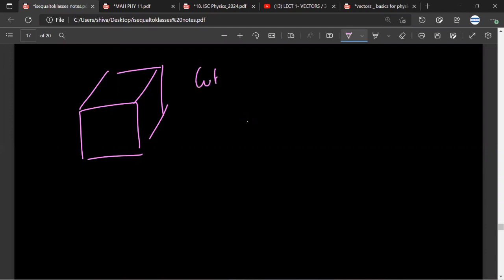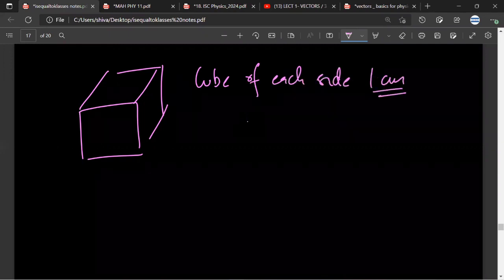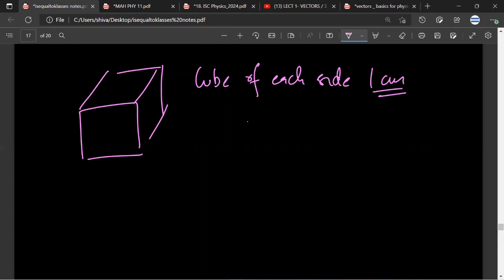This is a cube of each side 1 centimeter. Avantika, are we clear? So this is one, this is one, this is one. Avantika, are we clear? Yeah. Okay.